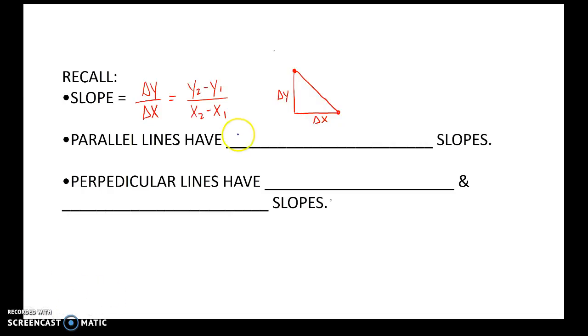Parallel lines have the same or equal slopes. We'll look at a lot of those examples in class. And perpendicular lines have opposite and reciprocal slopes.